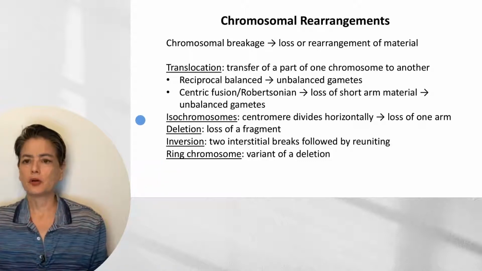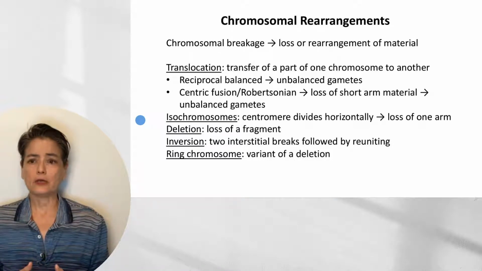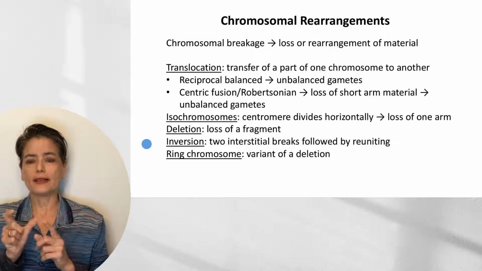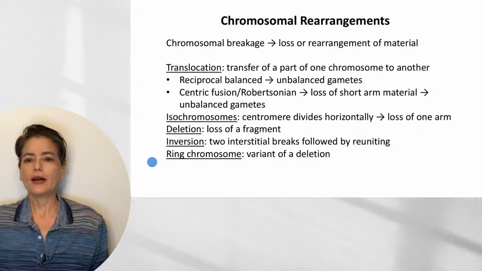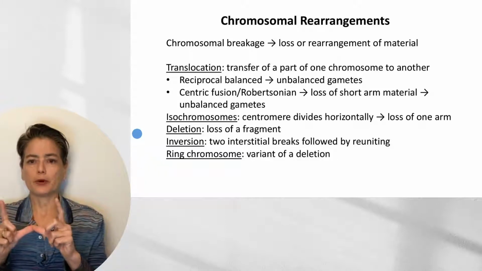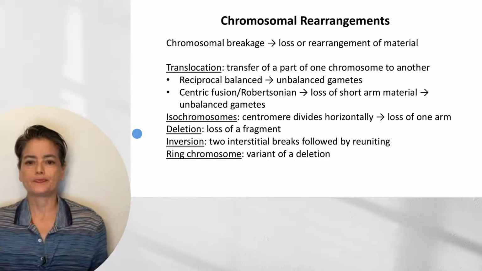In isochromosomal rearrangements, we have a division of the centromere horizontally instead of vertically, typically leading to loss of one arm. Deletions are quite straightforward, simple loss of a fragment. In inversion, we have those two breaks, and then that piece of DNA flips, and we get reuniting. And then finally, we have ring chromosomes, which are a variant of deletions, where you get breakage at the tips of your chromosomes, and then they reunite, forming a ring.